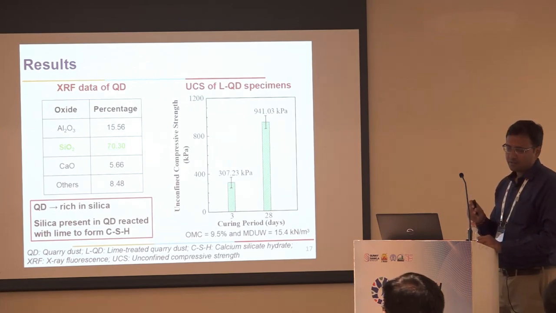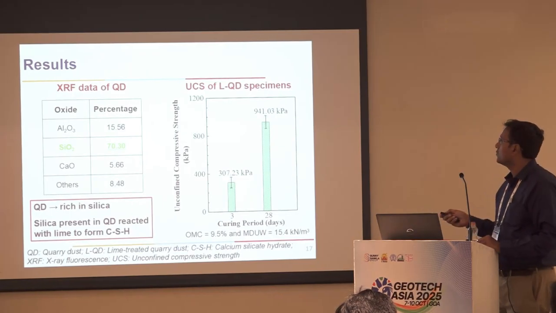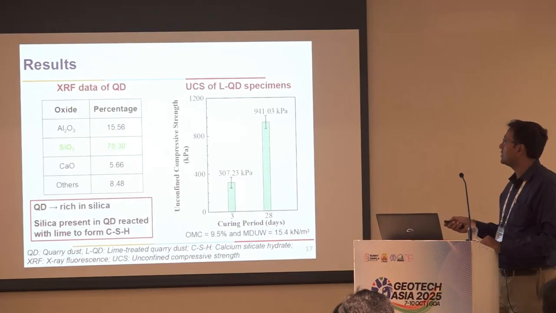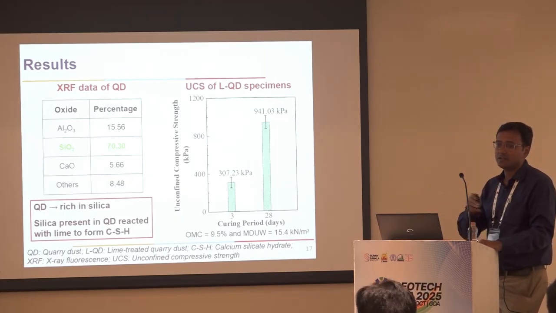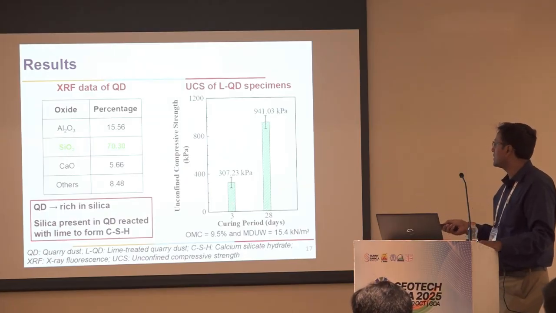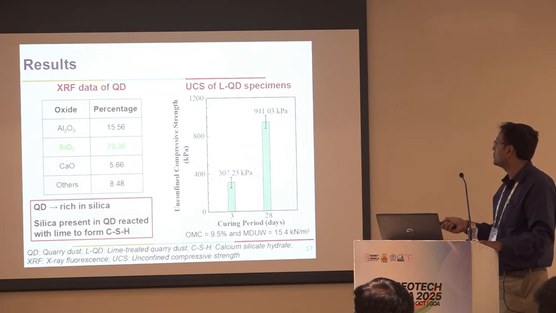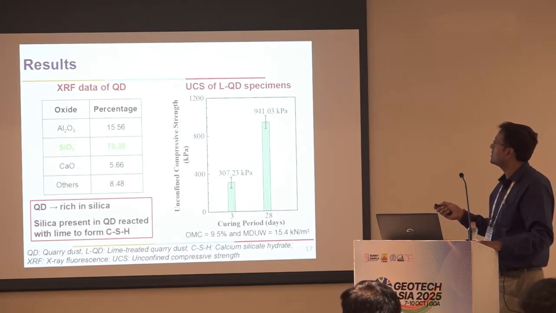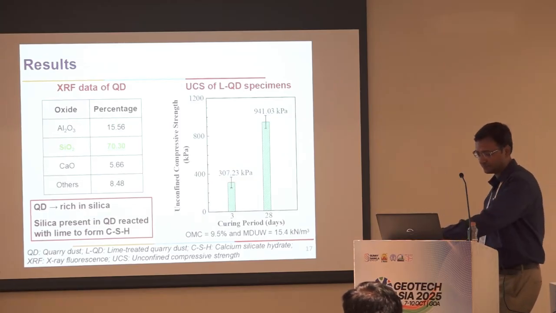Next we wanted to see whether the CSH which is forming in the lime-treated quarry dust can impart some strength properties. We performed XRF of the quarry dust and we saw that there is a significant amount of silica present, 70.3% silica. We performed UCS testing on the lime-treated quarry dust. If quarry dust was not participating in the reaction, then with increase in curing period we wouldn't have seen any increase in strength. Whereas here you can see the 3-day strength is about 307 kPa, whereas after 28 days it increased to 941 kPa. So this proves that quarry dust definitely reacted with lime to form cementitious phases, which is basically the CSH which we had seen earlier.